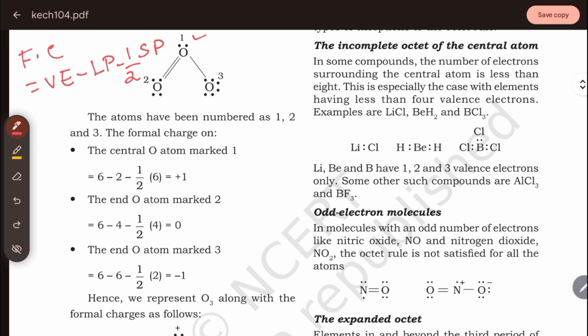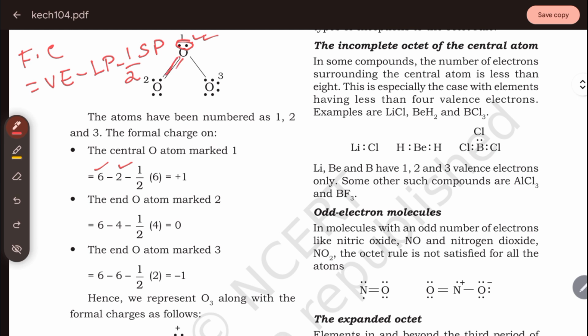So this oxygen 1, each oxygen will have 6 valence electrons, so 6 minus lone pair. How many electrons are there in the lone pair? So there are 2 electrons in the lone pair. Okay, so here it is written minus 2 and minus half, how many electrons are shared? So how many electrons are shared over here? This is bonding.